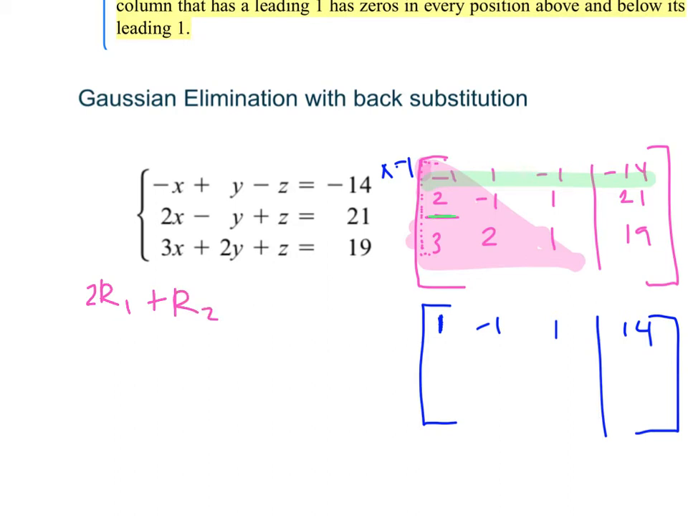So 2 times our original row 1 would be negative 2, 2, negative 2, and negative 28. Our row 2 is 2, negative 1, 1, and 21. And we just add these two rows together. So it's negative 2 plus 2? 0. What's 2 minus 1? 1. Negative 2 plus 1? Negative 1. And negative 28 plus 21? Negative 7. So 0, 1, negative 1, and negative 7.